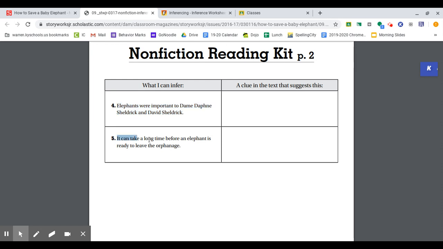And the last inference says, it can take a long time before an elephant is ready to leave the orphanage. So we can support this by finding the sentence in the text that lets us know why it would take a long time for them to leave the orphanage. Would you think about how long Ashanga was there at the orphanage? And was it a long time? Can that support this inference?